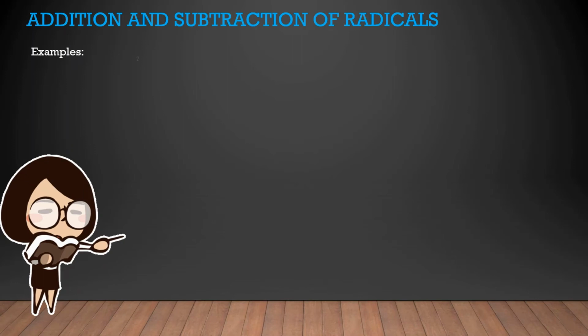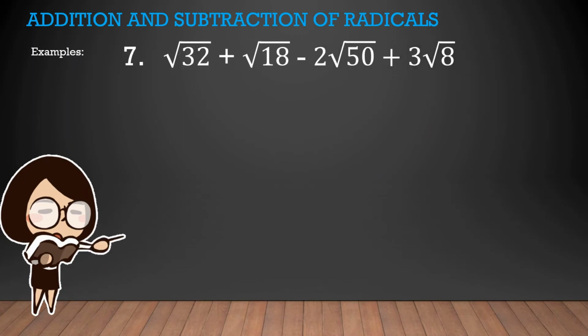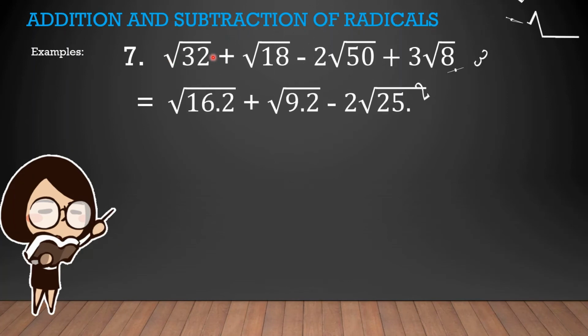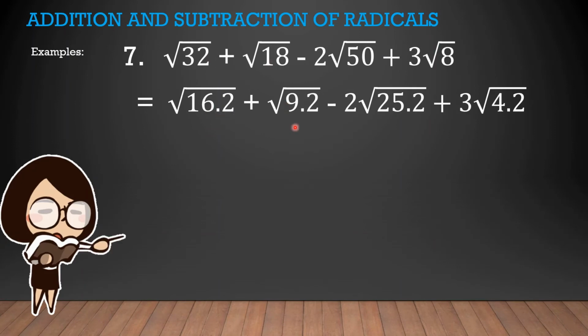Okay, so we have another one, number 7: square root of 32 plus square root of 18 minus 2 square root of 50 plus 3 square root of 8. We need to get the factors again. Square root of 32, we have 16 times 2. In 18, 9 times 2. In 50, 25 times 2. And 8 is 4 times 2.